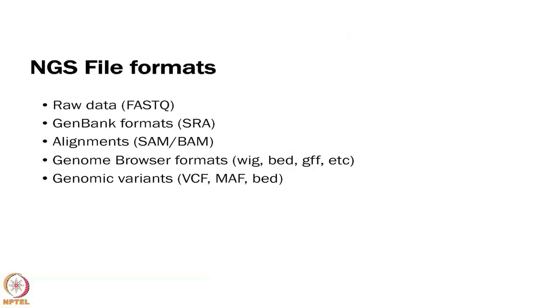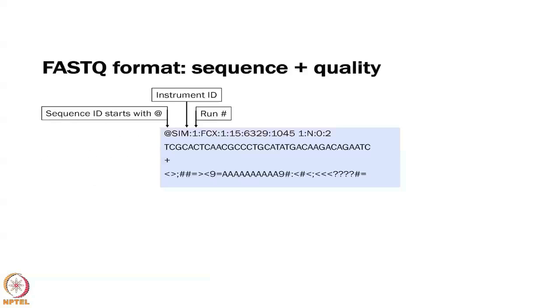The raw data is typically in what's called a FASTQ format. There is a GenBank format, which is an SRA. There are alignment formats, which are SAMs and BAMs. There are genome browser formats, and then there are genomic variant formats, and we'll talk about each of these in some level of detail. So the FASTQ, has anyone seen a FASTQ? Has everyone seen a FASTQ? Who's seen a FASTQ? Okay. Some people.